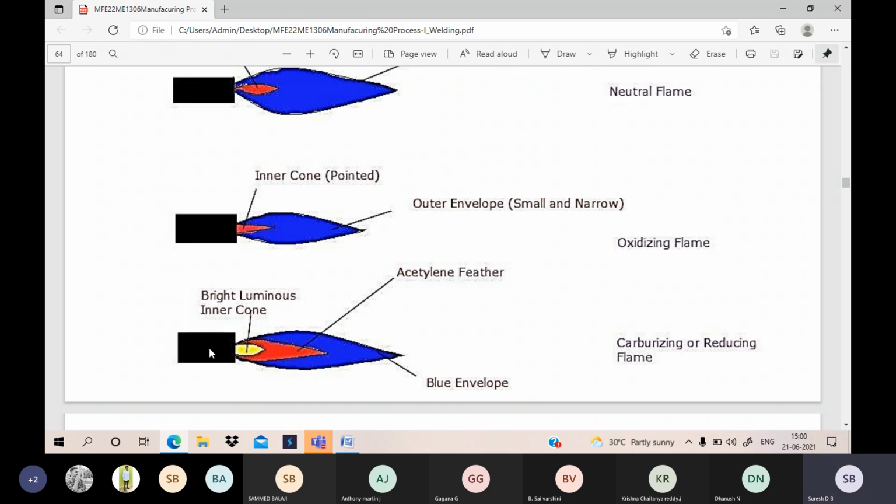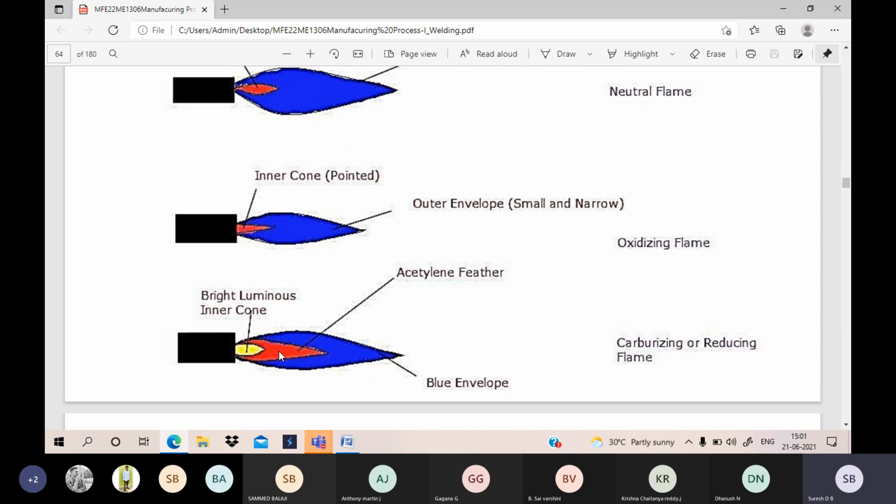For this combustion, some other compressed gas is added. At that time the maximum amount of heat is generated. See here, the red color indicates high temperature. Then again, this high temperature meets atmospheric air. That is the main reason this temperature is less than the red flame. Any doubts in this?